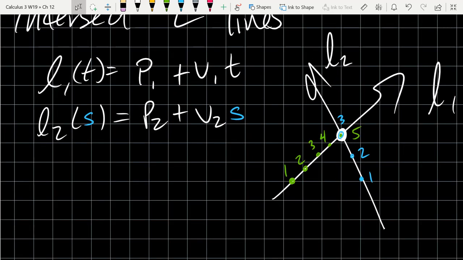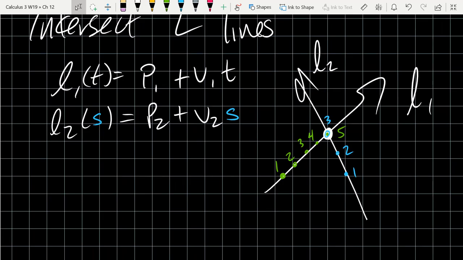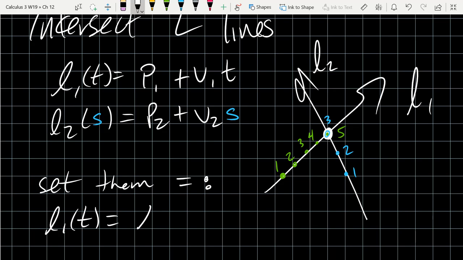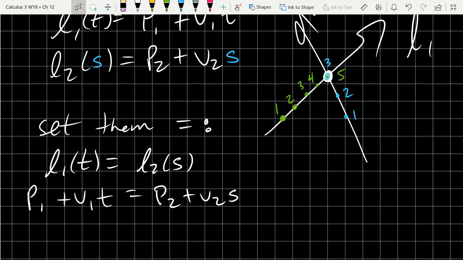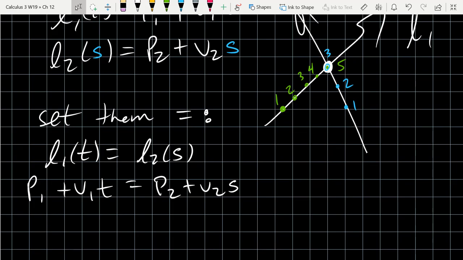What is a way we can figure out when two equations have the same value, when they intersect? Set them equal. So let's look at setting these two equal. We'll get L1 of t equals L2 of s. So we have one equation, two unknowns. You're going to have to figure out which s and t parameter values make this equal.